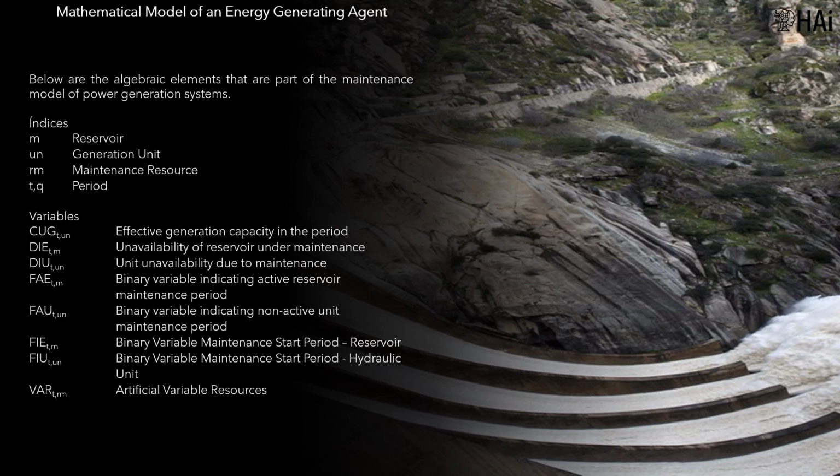Below are the algebraic elements that are part of the maintenance model of power generation systems. Indices: M reservoir, G generating unit, RM maintenance resource, T period, Q period. Decision variables: CUG T ineffective generation capacity in the period, M unavailability of reservoir under maintenance, unit unavailability due to maintenance, Phi TM binary variable indicating active reservoir maintenance period, FAU T binary variable indicating non-active unit maintenance period, Phi TM binary variable maintenance start period. Reservoir FIU T binary variable maintenance start period. Hydraulic unit VART M artificial variable resources.